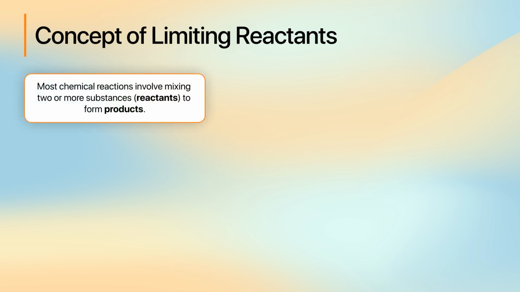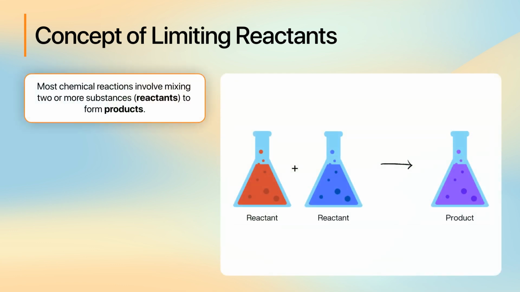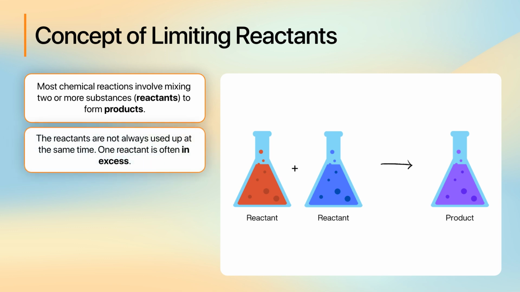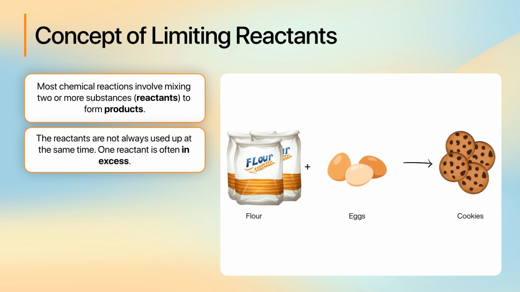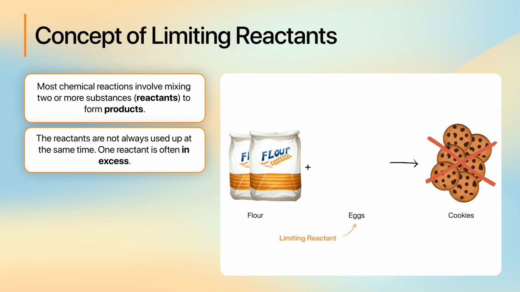In almost every chemical reaction, we mix two or more substances called reactants to form products. However, these reactants are not always used up completely at the same time. One of them is often in excess, ensuring that the other reactant is used up entirely. For example, imagine you are baking cookies. You might have plenty of flour, known as excess, but only a certain number of eggs. Once you run out of eggs, you can't make any more cookies, even if you still have flour left. In this case, eggs are the limiting reactant.